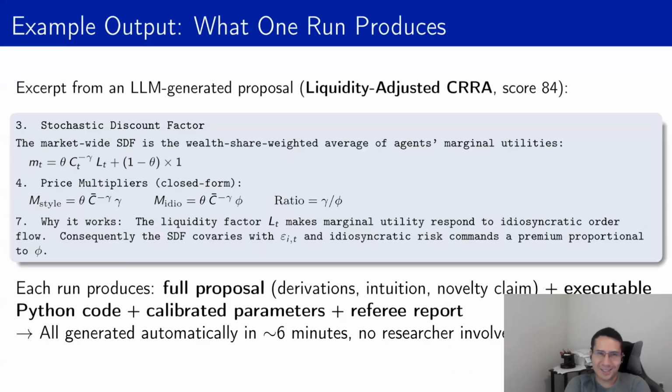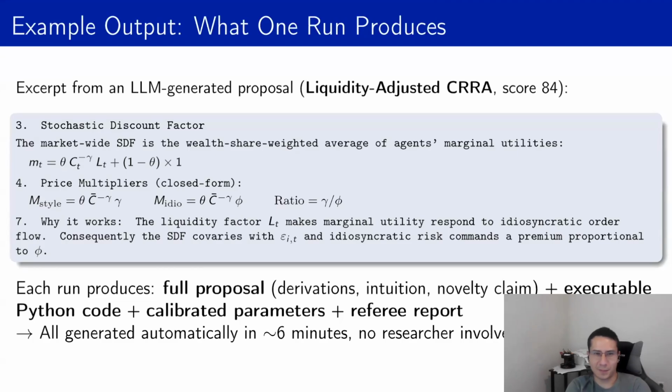Yeah. So this is going to be an example of the model. You just have to trust me that this makes economic sense. So for example, there's something called the stochastic discount factor that would price all the assets. So the market-wide SDF is a wealth-weighted average of agents' marginal utility. So maybe theta times C_t to the minus gamma, that would be the usual part. Then L_{t+1} to the minus theta times 1. And then the price multipliers and the ratio, and the model will explain why it works.